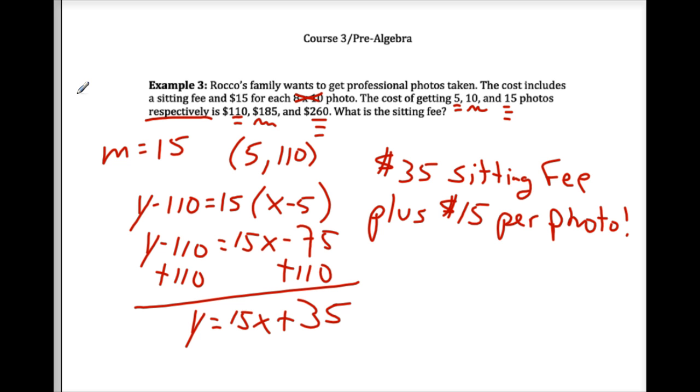Matt, what was the pattern you were looking for? 110 plus 75 goes to 185, and 185 plus 75 goes to 260. But where does 75 come from? You just got them by subtracting them? Yeah. Okay. Notice, how are the photos changing? Every 5 photos is $75. Guess what 75 divided by 5 is? 15. There's the slope.